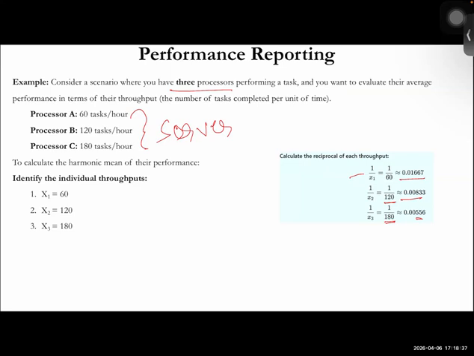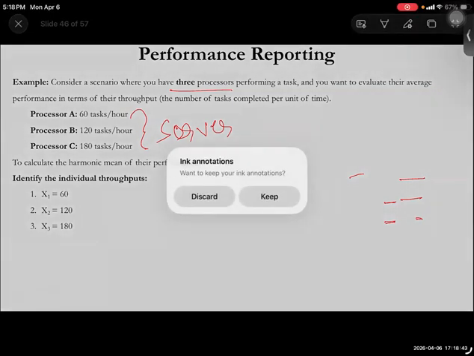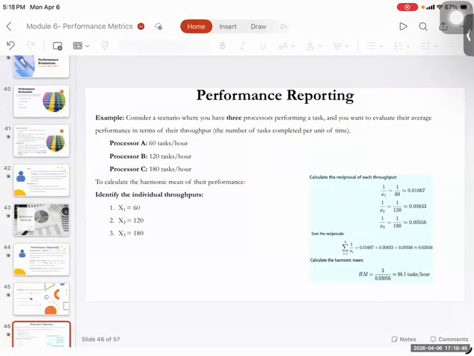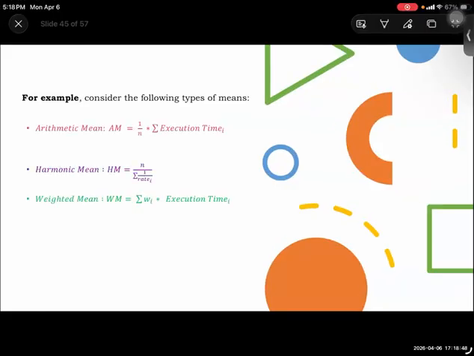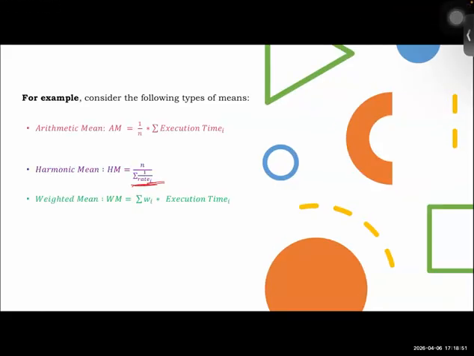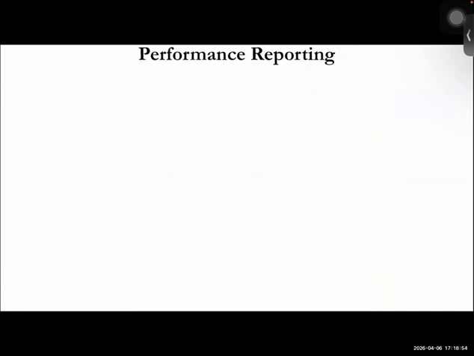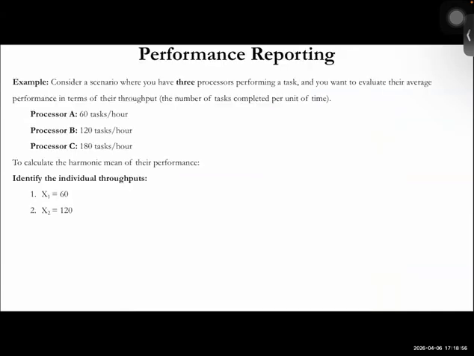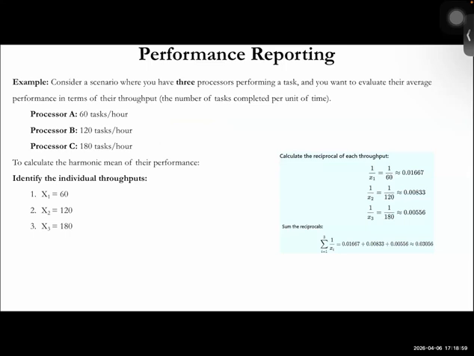Then what is the overall performance report of this server which has these three processors? From the equation, if you recall, the overall performance is computed by doing the summation of these rates. Just adding them together, the summation of these three is approximately 0.03056. That is the overall performance reporting. Hope it's clear, right?